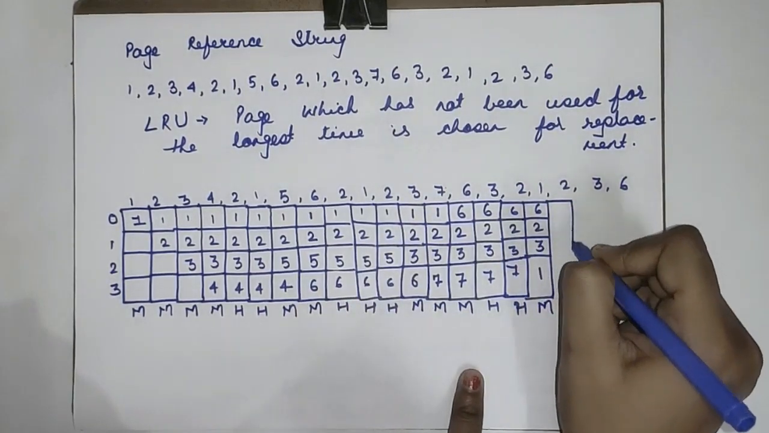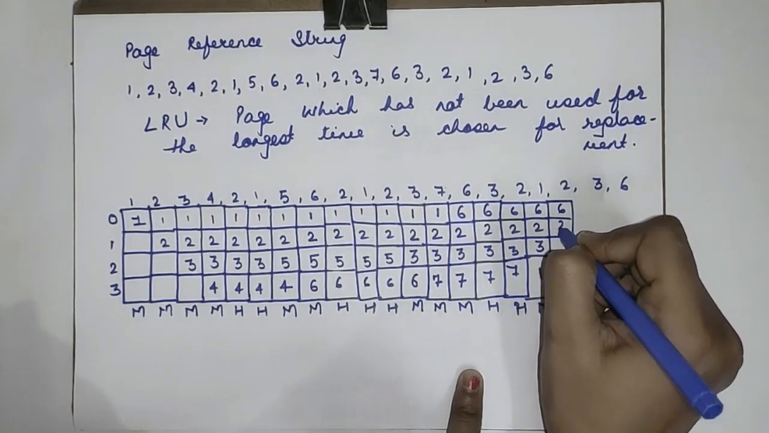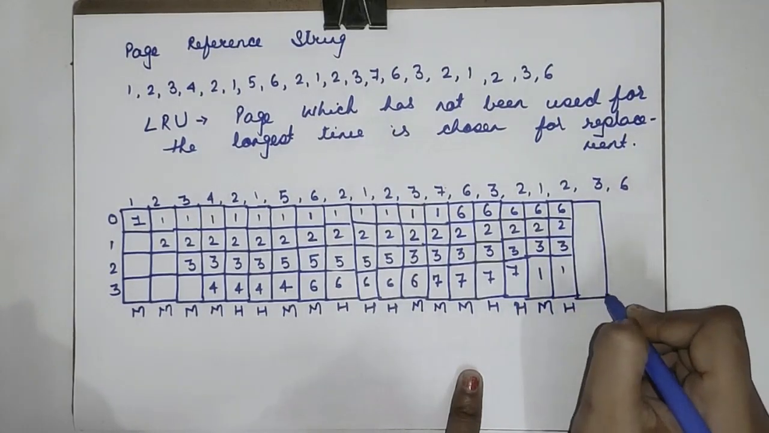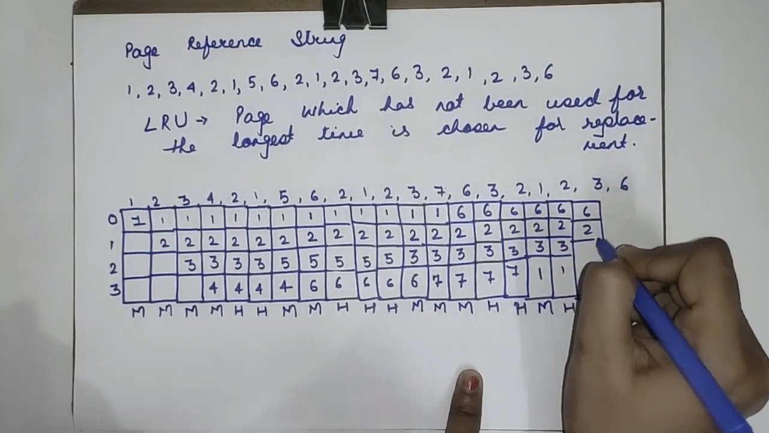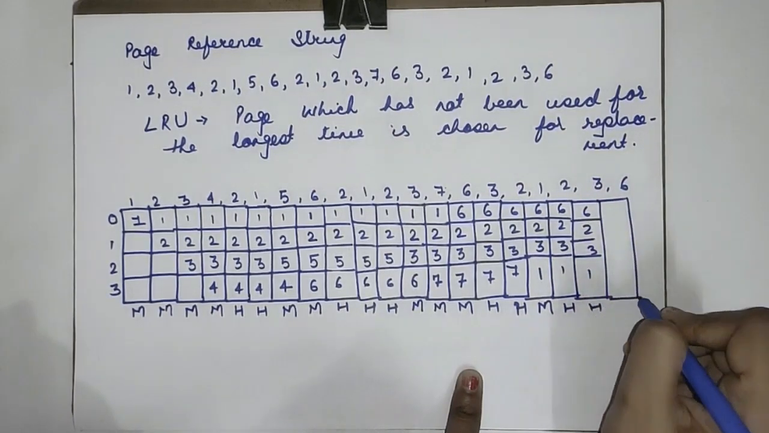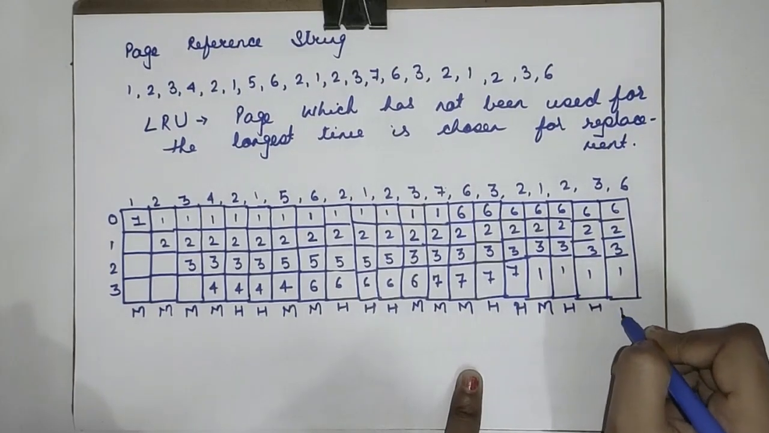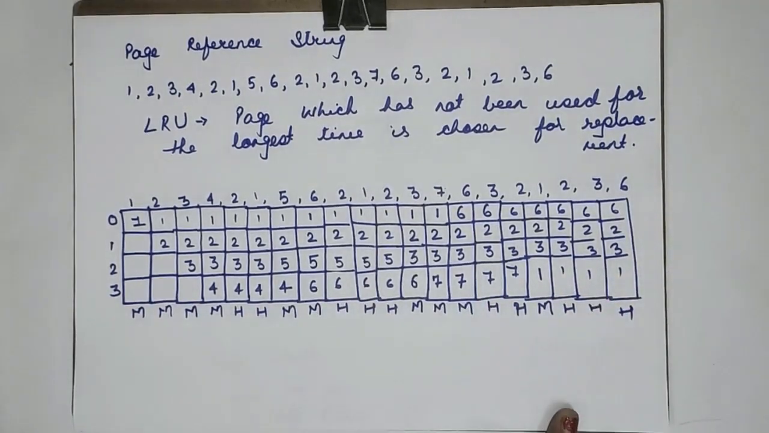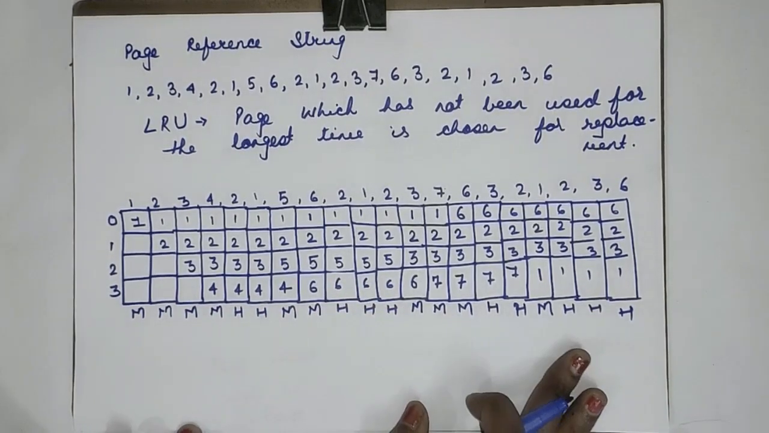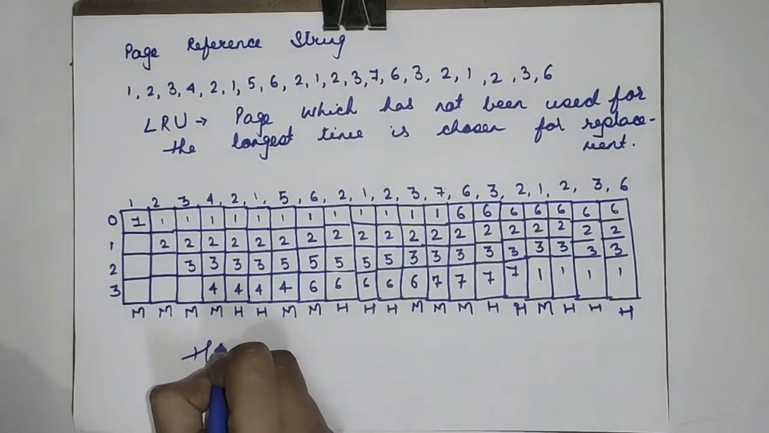Next, I need 2. 2 is already there in memory, so no confusion. 6, 2, 3 and 1, so you got a hit. Next, 3 is already there in memory, so 6, 2, 3 and 1, you got a hit again. Next, you need 6. It is already there in memory, 6, 2, 3 and 1, so you got a hit again. So this was your least recently used configuration.